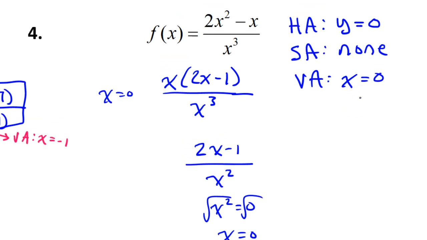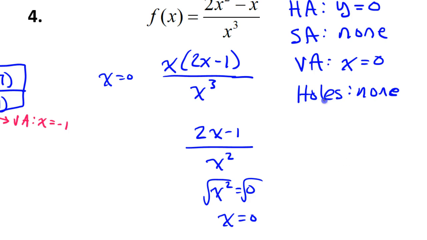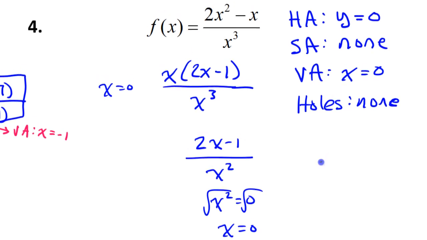All right, and you can't have a vertical asymptote and a hole at the same time. It's already undefined because of the vertical asymptote. So there won't be any holes. Holes, none. Okay, so in summary, on that little detail right there, if you ever have a hole and a vertical asymptote at the same place, the vertical asymptote wins. There won't be a hole, it'll just be a vertical asymptote. Okay, so that's it for number 4.